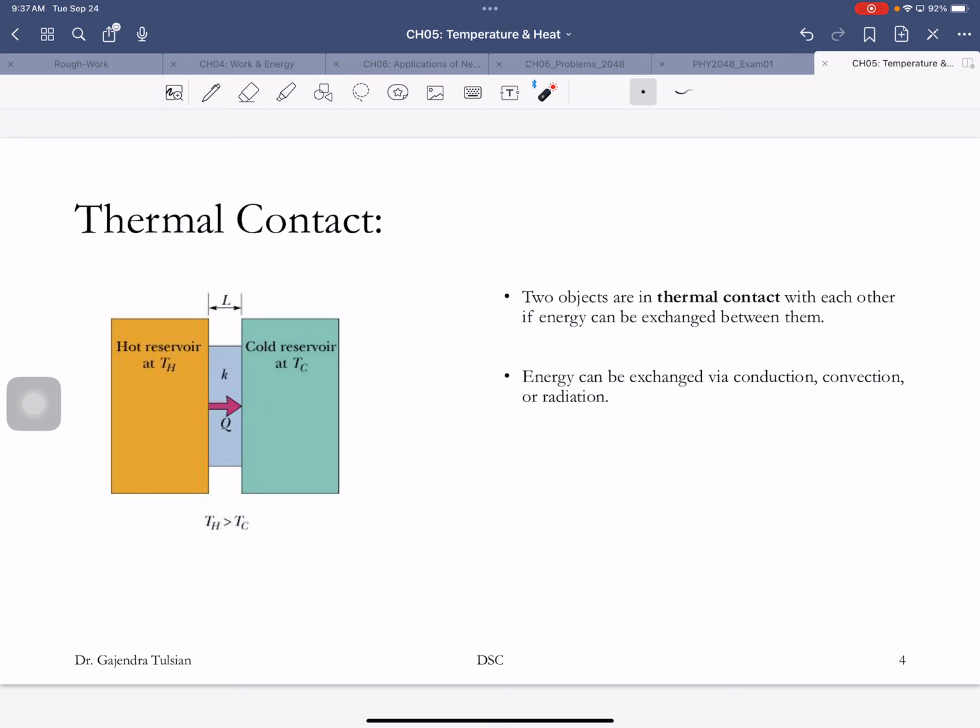Again, just an interesting fact. Thermal contact: two objects are in thermal contact if they can exchange heat energy. All right, what is this cup in thermal contact with?